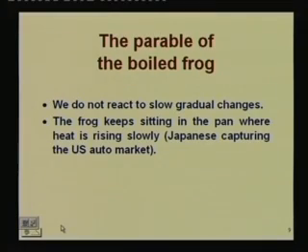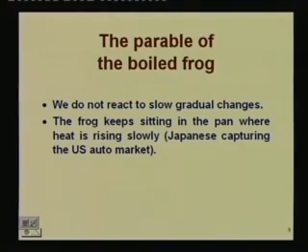The next one is very interesting, the parable of the boiled frog. You see a frog that sits on a pan where heat is rising slowly will be fried or boiled. Alright. Whereas if the heat is rising very fast on the pan, the frog will jump out of the pan. So this is interesting, that because the change takes place in a slow gradual manner, people do not react.